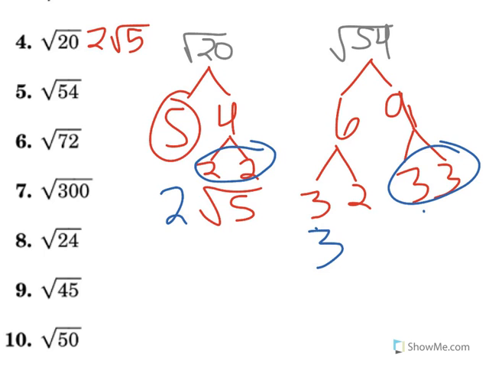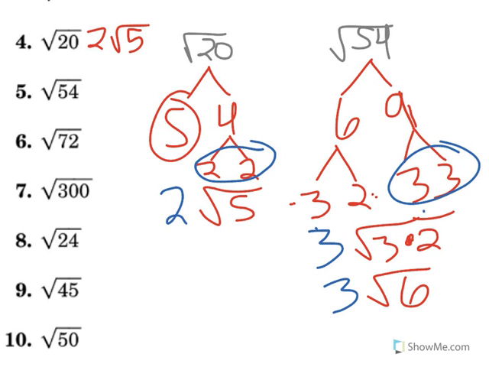Now notice, the other 3 and the 2 do not have doubles. So that 3 times 2 is still on the inside because they did not have doubles. So now, because we're at our final step, you just have to multiply anything that's still on the inside. So 3 times 2 is 6. That tells you you're going to end up with 3 times the square root of 6. That's what that's going to become. 3 times the square root of 6.